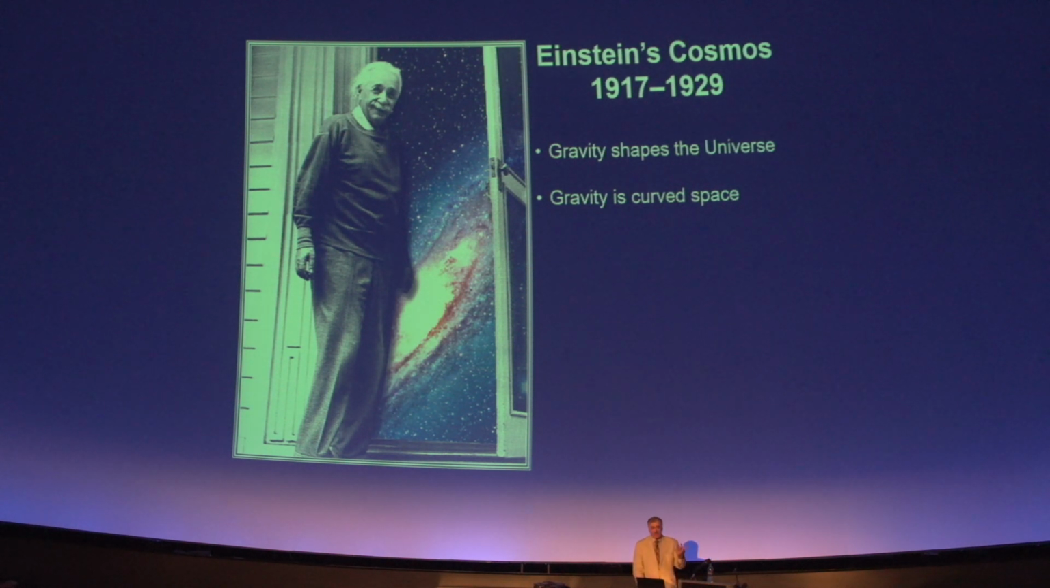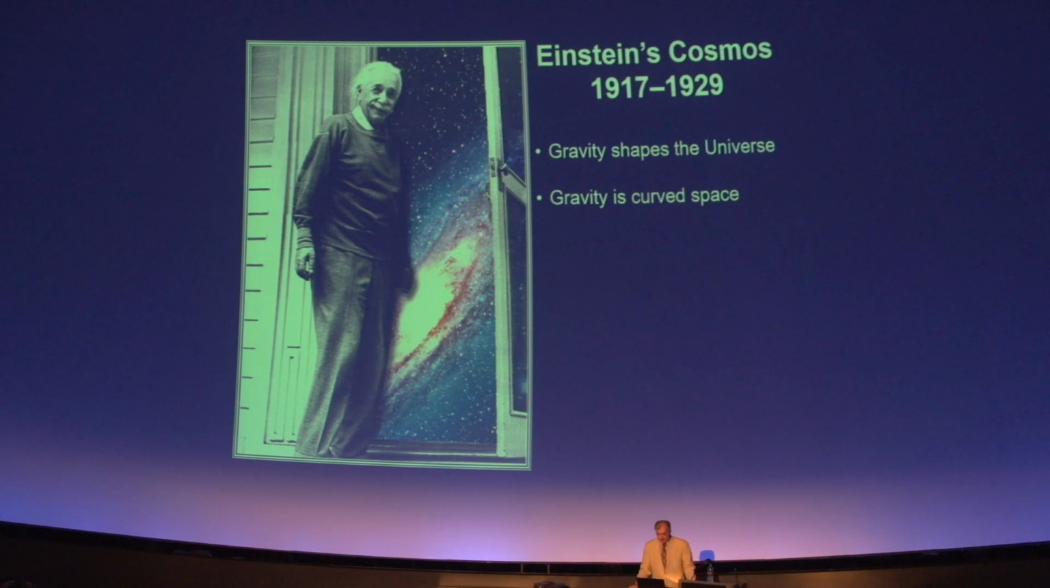It had two basic ideas. One is that gravity shapes the universe. The most important force on very large scales that shape the behavior of the universe is gravity. This was thought back in the time of Newton, so he adopted this idea of Newton. But the new ingredient that Einstein brought to this game is the idea that gravity is curved space, that it's related to space.